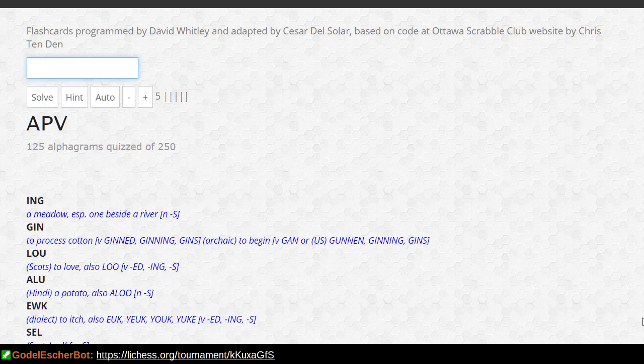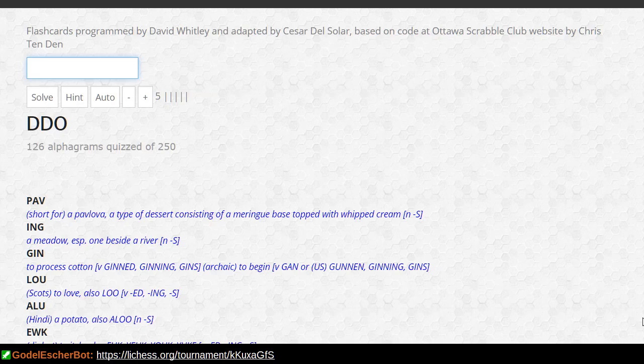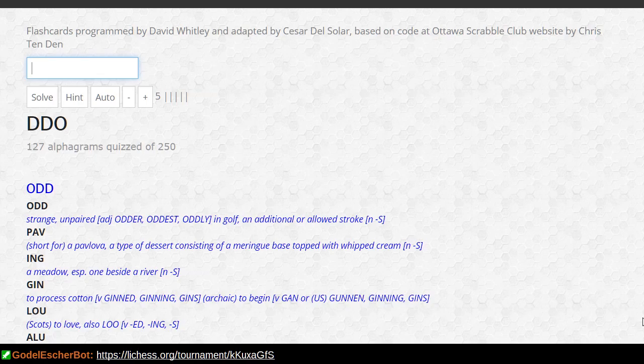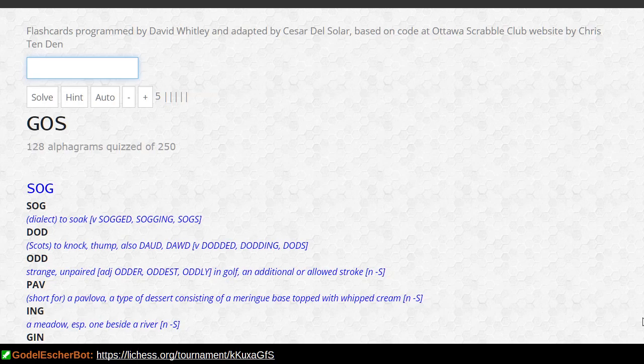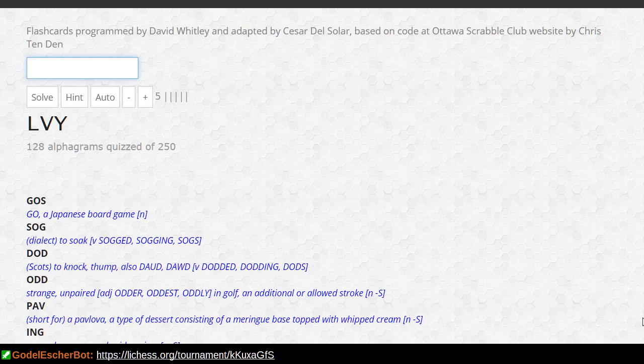Vap? Have? Oh, pav, short for pavlova, a dessert. That's one they had on MasterChef, if I remember right. We all know odd, so what's the word that's not in US English? I guess it's pronounceable. It must be Dodd. Scots. To thump to knack is to Dodd. Sog to soak. I guess goes. You pluralize the game of Go with an S. Yeah, you learn something every day.